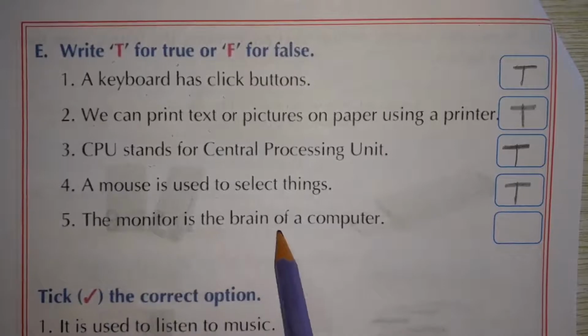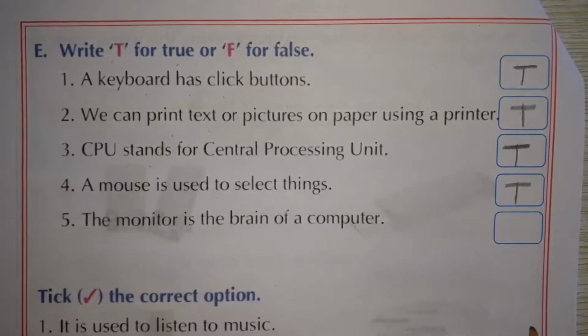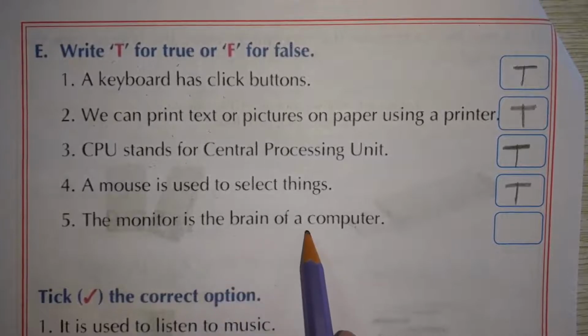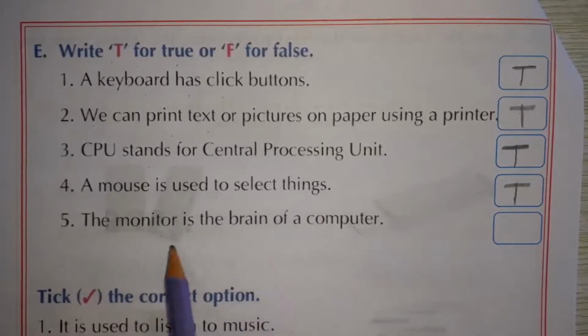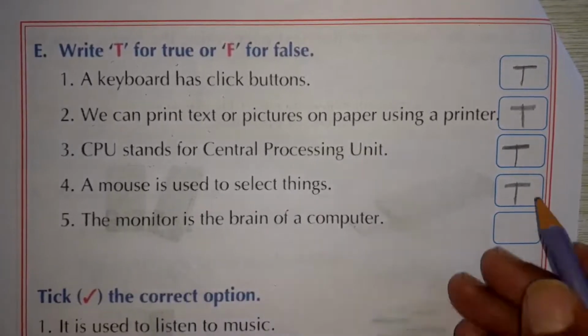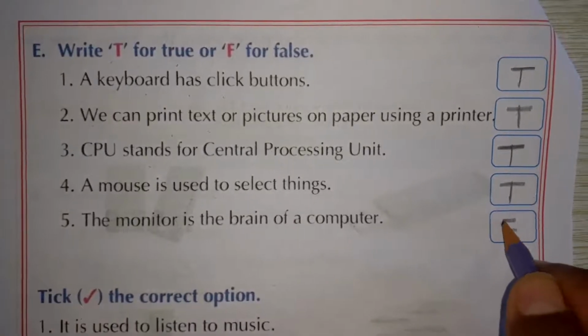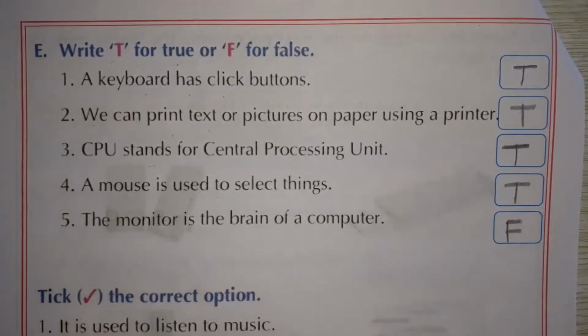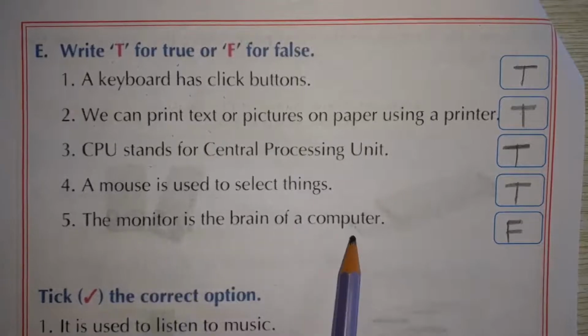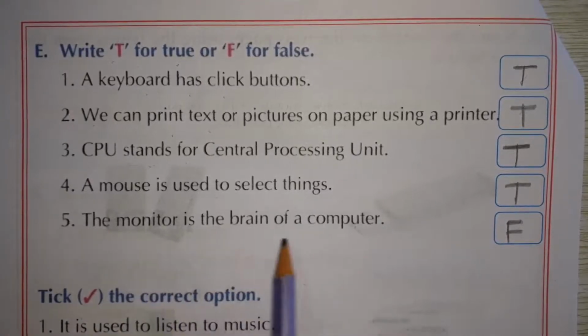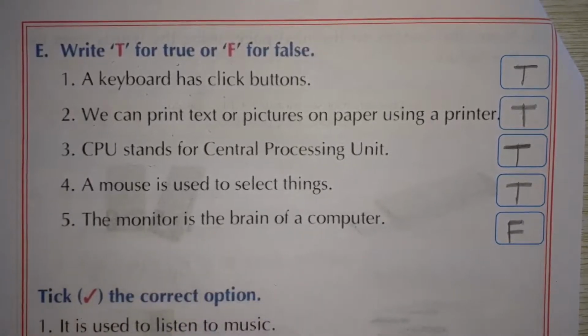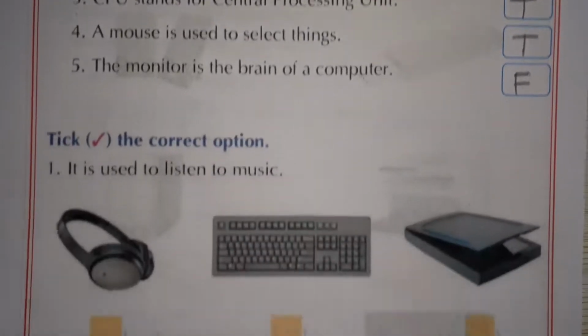The monitor is the brain of computer. Is the monitor the brain of computer? No, this sentence is false. So you write here F. What you write here? F. Then who is the brain of computer then? CPU is the brain of computer. Understand? Very good. Now next question.